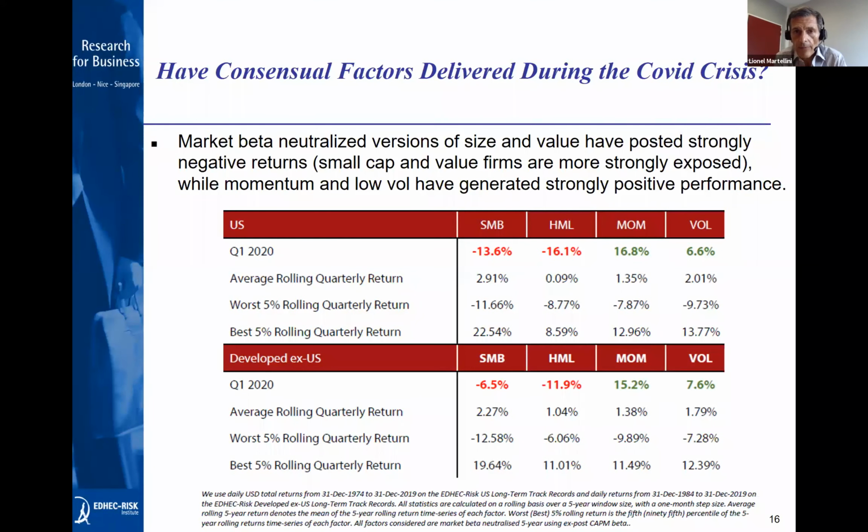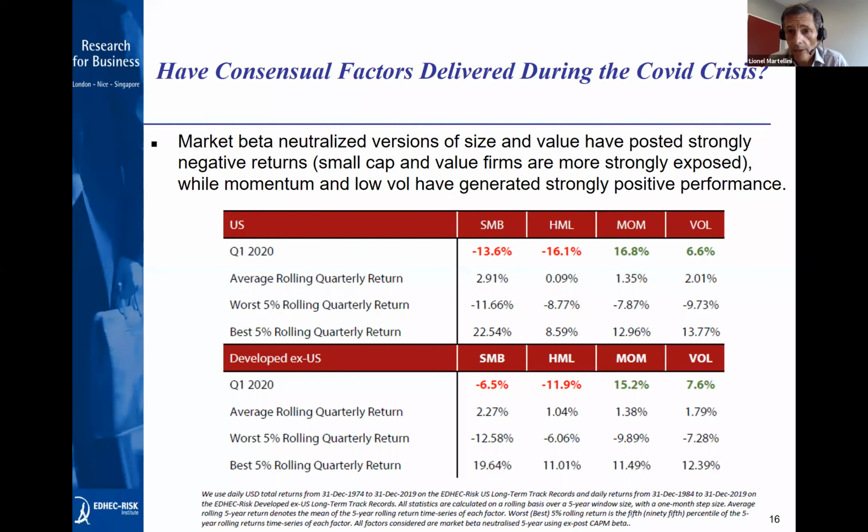But what I'm going to say is that if you take a fair representation of size and value, they have actually posted strongly negative returns in Q1 2020. Minus 14% for small minus big, which is the size factor, and minus 16% in a long-short way for the value factor. Well, that was to be expected. These are times when those companies that hold lots of tangible assets and are more fragile will be hurt even more than the market as a whole.